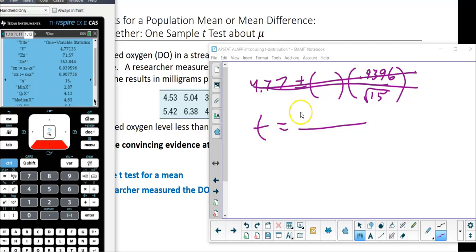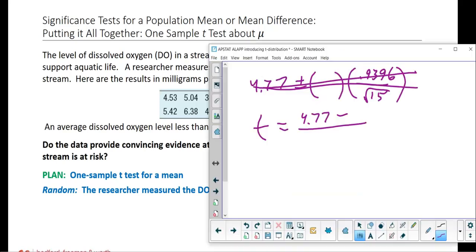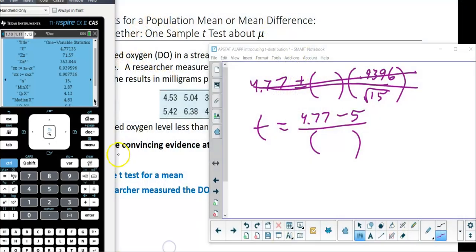so x bar is 4.77 minus the mu, which is 5 here, over a fraction, us x is 0.9396 divided by square root of 15. So then you would type that into your calculator.